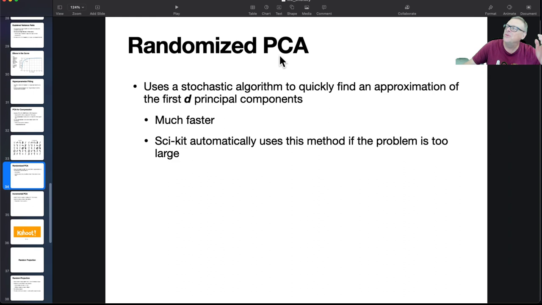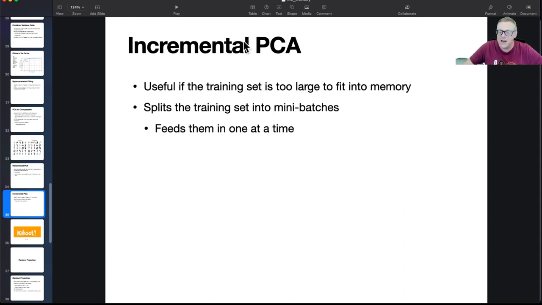And you can also do randomized principal component analysis. If you have too many points and too many dimensions, and it's too difficult to actually find the principal components, you can use a stochastic algorithm to find an approximation. And that's what SciKit will automatically use. And I think this just chooses a small subset of the data or dimensions to use to get a vague idea where to draw the lines without bothering to draw them very precisely. And then there's incremental PCA, which is where you break it into mini batches and feed them in one at a time because your number of instances is too large and you can't fit them all in memory at the same time. So those are the variations.